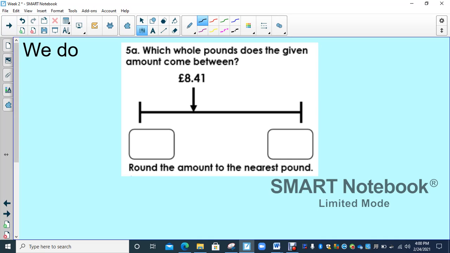Okay, so which whole pound does the given amount come between? Well, I've got £8.41 on my number line, so I know that one of those whole pounds is going to be £8. And then I know that £9 is the next pound. So up here I need to write £9.